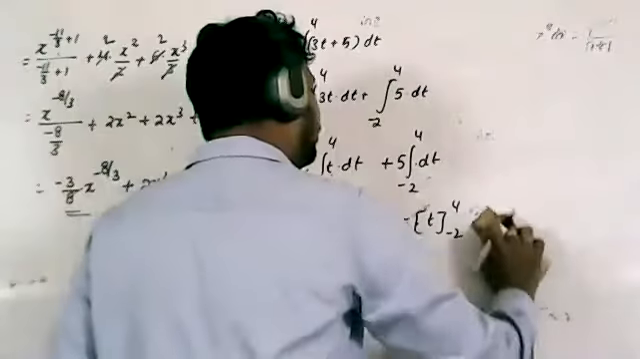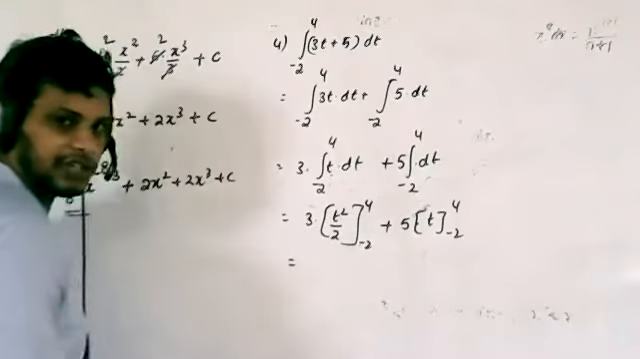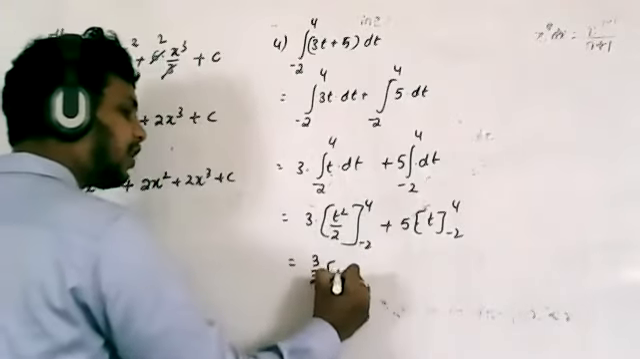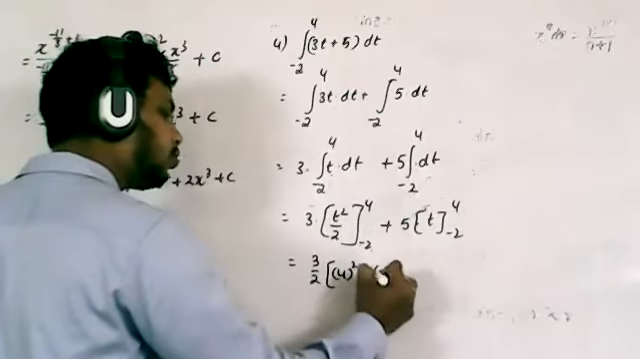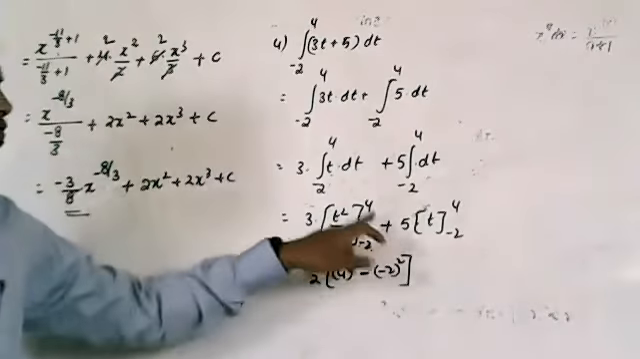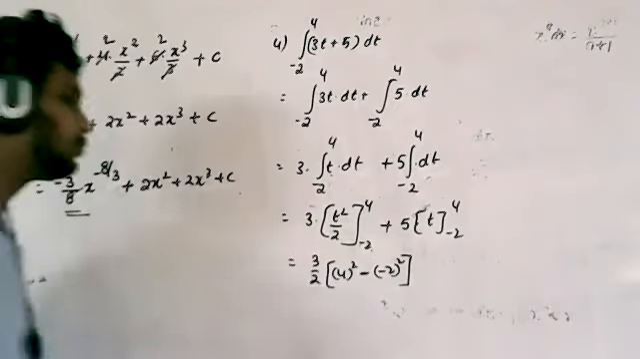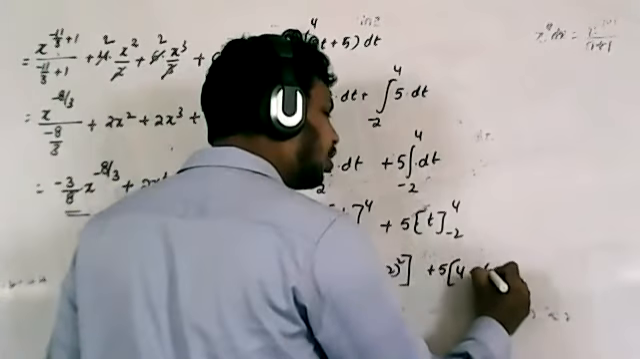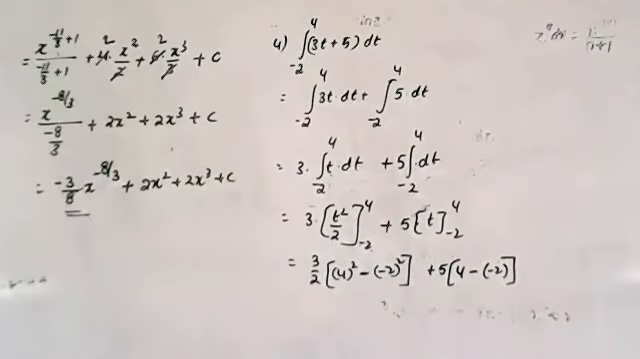Now substitute the limits. So bring this 2 out of this function, then you have 3 by 2 into, first substitute the first value, that is 4 square, minus the second value, that is minus 2 whole square. So first you have to substitute the upper value minus lower value, plus 5 into upper value 4 minus lower value minus 2. Clear? Upper value is 4, lower value is minus 2.